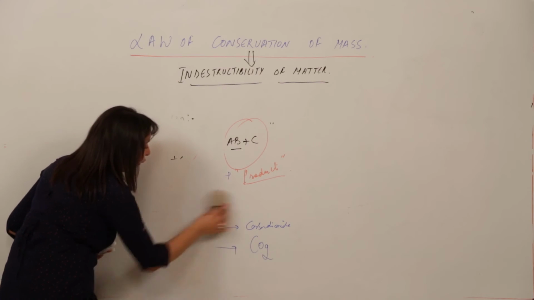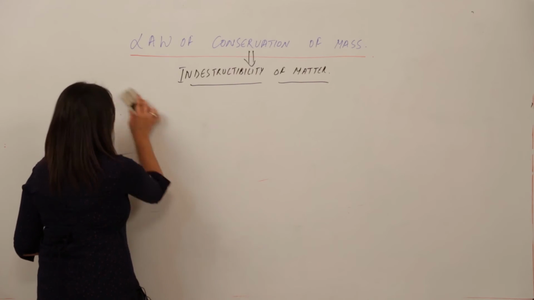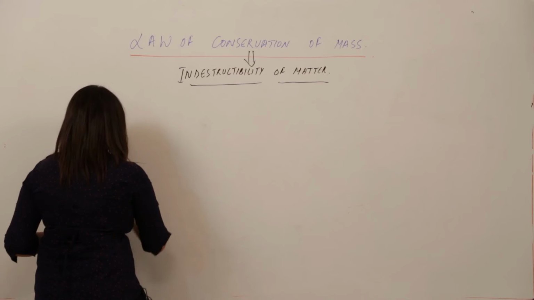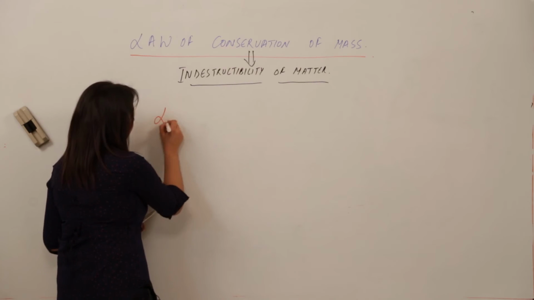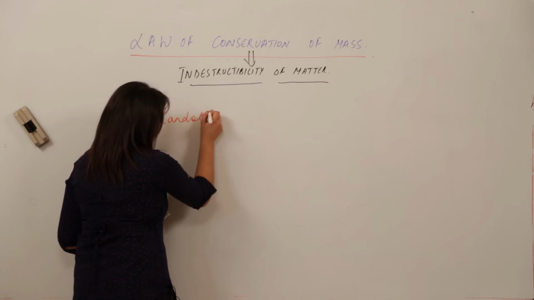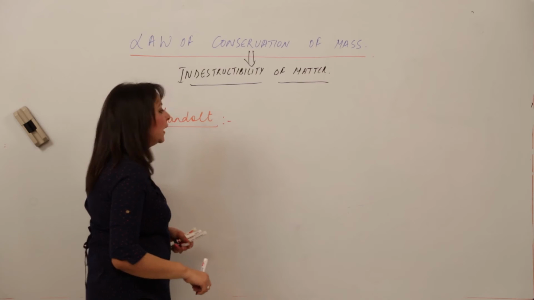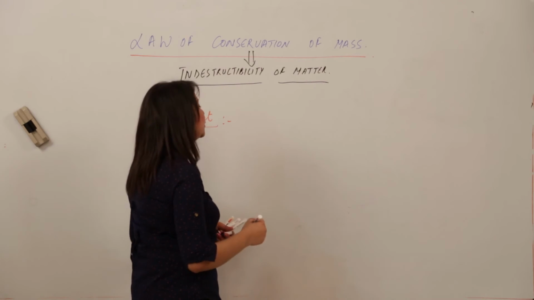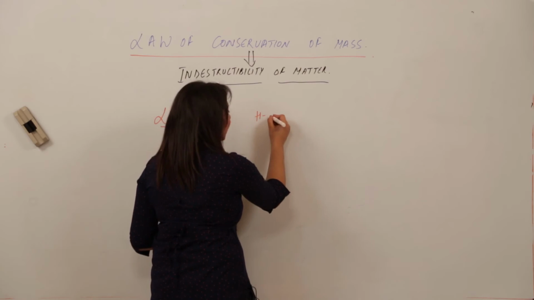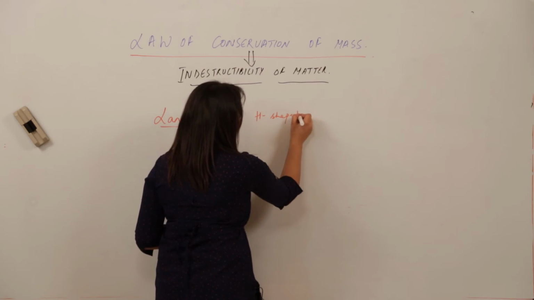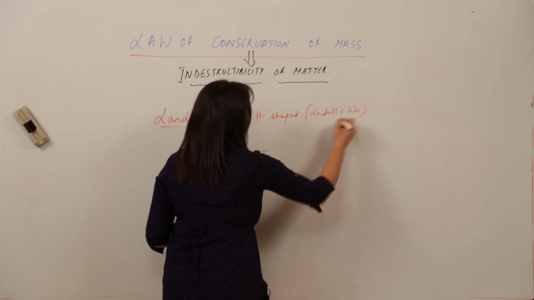So now coming to the point: what is the law of conservation of mass, how did it come about, and who proved it? There was a scientist, Landolt. He performed an experiment and proved this law of conservation of mass. How? He took the Landolt's tube, an H-shaped tube which was named after him.